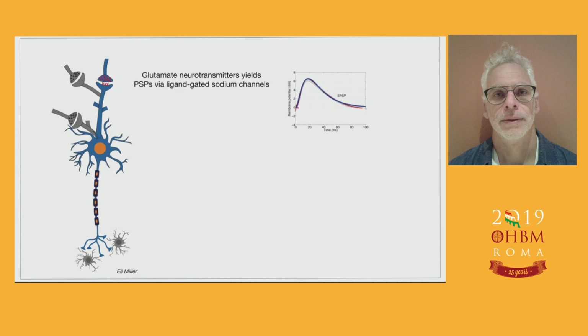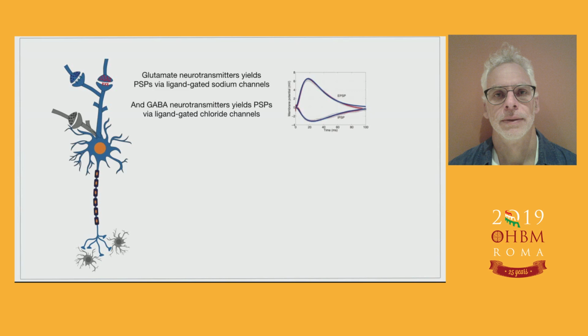And open some sodium channels and produce this excitatory postsynaptic potential. And over here on Eli's kick-ass neuron is a GABA neurotransmitter opening chloride channels and eliciting an inhibitory postsynaptic potential. So in computational neuroscience, we can model these.